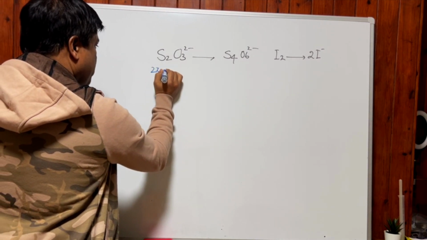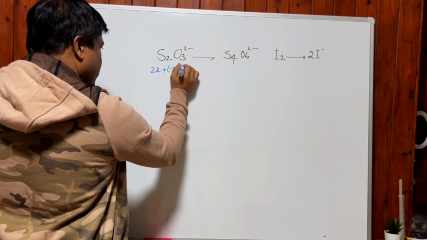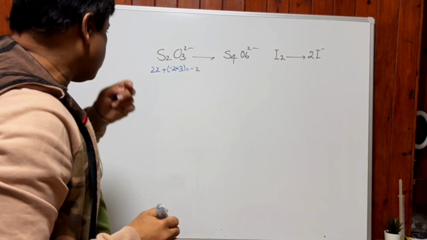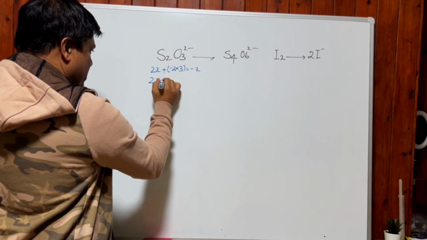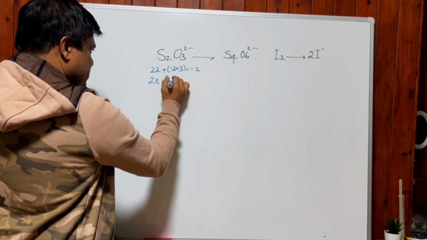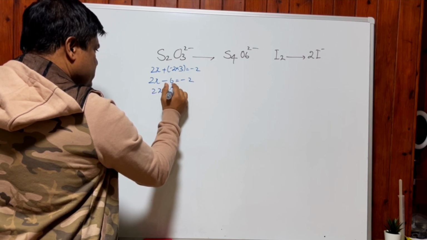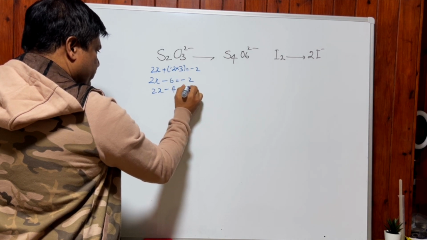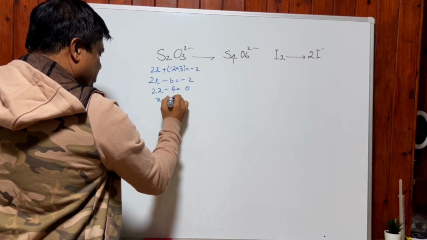2x plus oxygen minus 2 times 3 equals minus 2. This time the charge, minus 2, is not equal to 0. So 2x minus 6 equals minus 2. So 2x minus 4 equals 0. X equals plus 2.